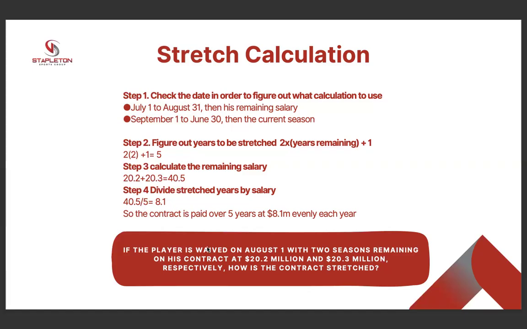Now, if this question said that the player was waived on September 1st, then this would change. We would do 2 times 1, because this 20.2 would be paid out as normal. We're already in season and he's already been getting paid, so we're just going to pay that out as normal. So we would only have 2 times 1 plus 1, which would be 3. Then calculating his remaining salary, it would only be the 20.3 because we would only have that 1 year. So we take the 20.3 and divide it by 3, and that gives us 6.76.